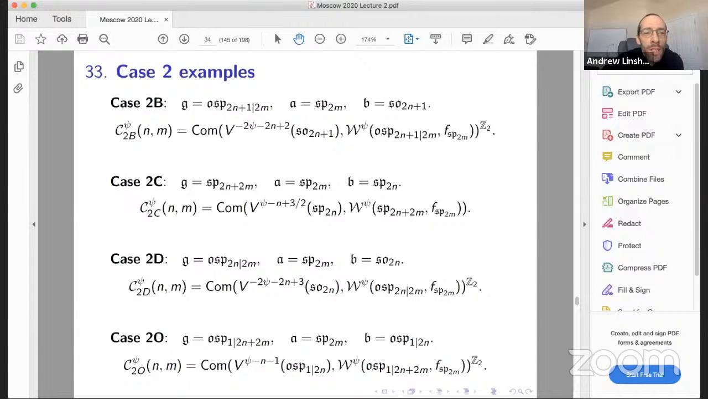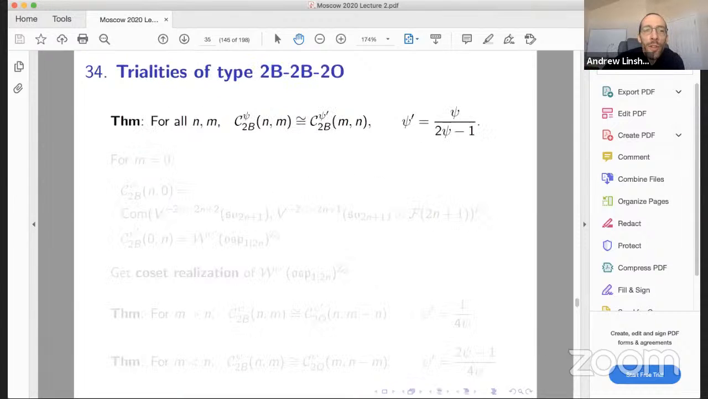Now that I've introduced the other thing that I didn't write down is there are some extremal cases, just like in type A. There are a few cases where I had to define it differently. That's the case here. I won't write them all down, but I'll mention one of them in a moment. So now I can state the triality results.